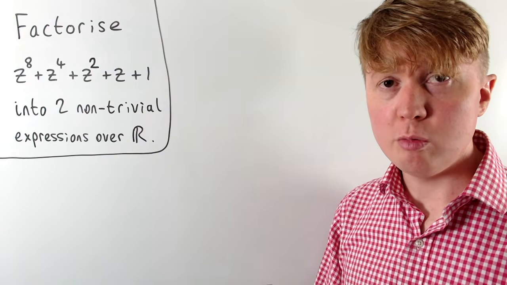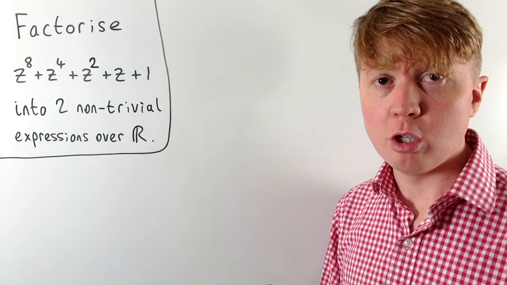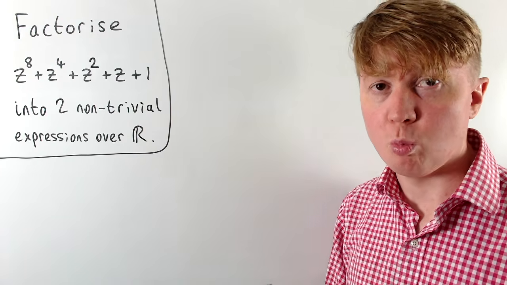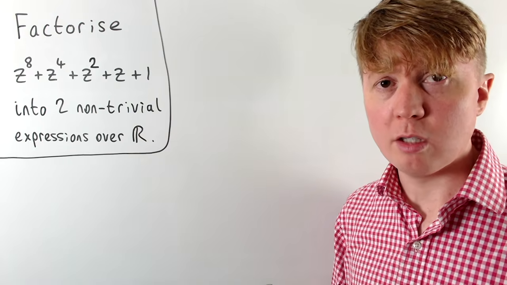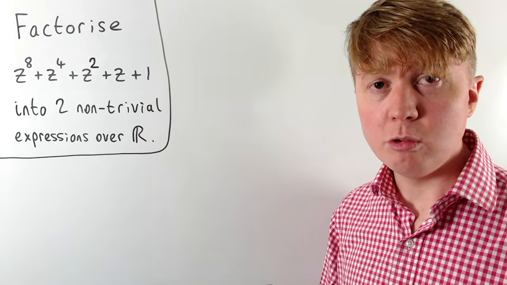So we're just looking for two brackets, and they also have to be non-trivial, so we couldn't take, for example, just 1 times the original expression. So how are we going to do this? Well, our approach relies on a few key observations.